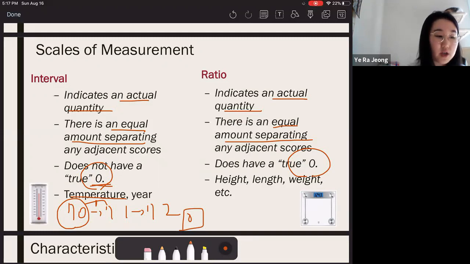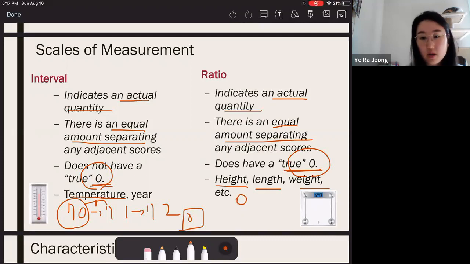On the other hand, in a ratio variable, there is a true zero. So things like height, length, or weight have a true zero. So something can be 0 inches or 0 feet or 0 pounds, right? It actually means the absence of height or absence of length or absence of weight. So in that case, this true zero means it is a ratio variable.